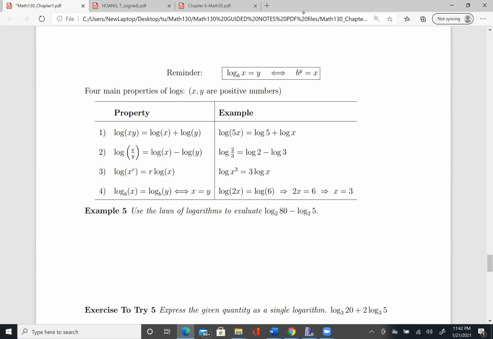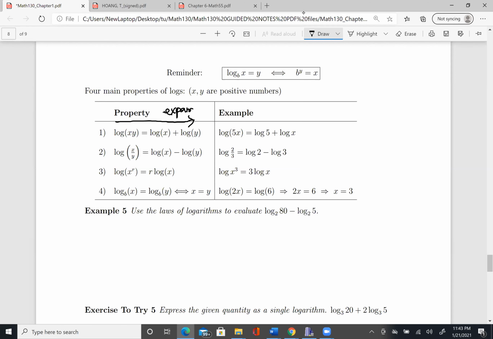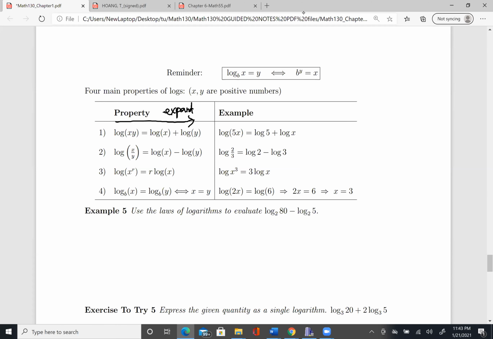We have x and y are positive. Okay, so I just want to make sure that you guys know that if you go from the left to the right, it's gonna help you to expand the logarithmic function. If you go from the right to the left, then it means you are condensing the logarithmic expression.